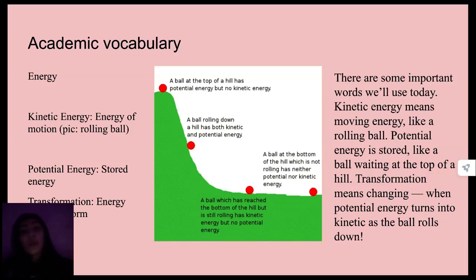If you want to take a look at the image that I put right there in the middle, you can reference back to that right up there at the top. It's potential energy being stored, like the ball waiting at the top of the hill. Transformation means energy is changing, when potential energy turns into kinetic as the ball rolls down.